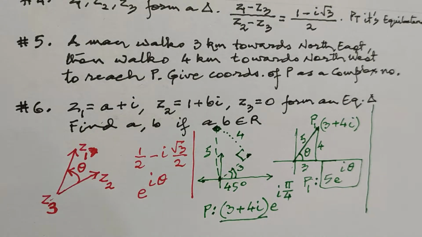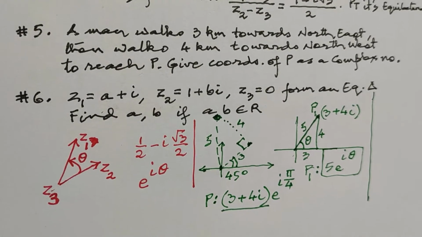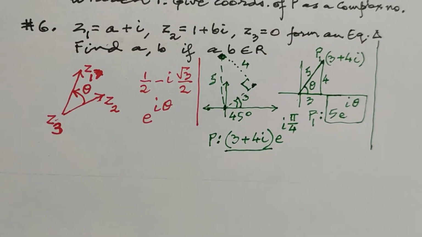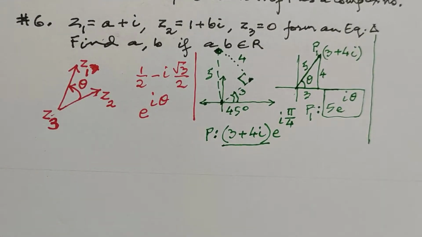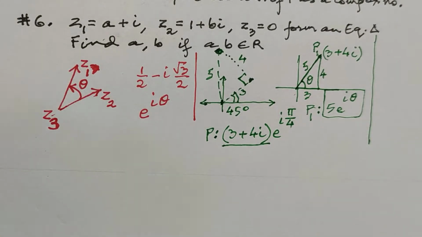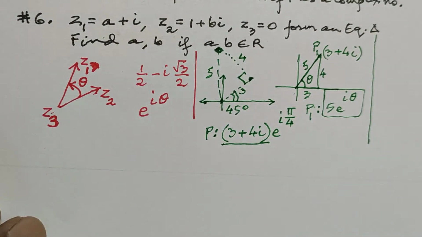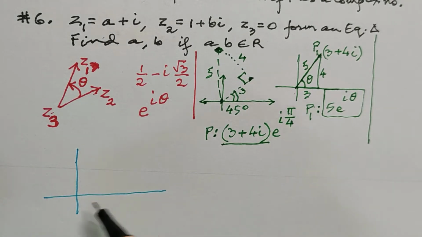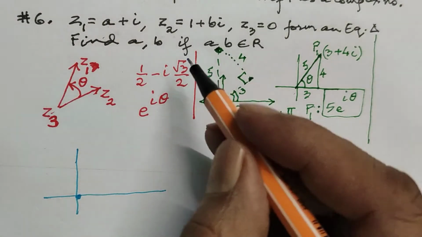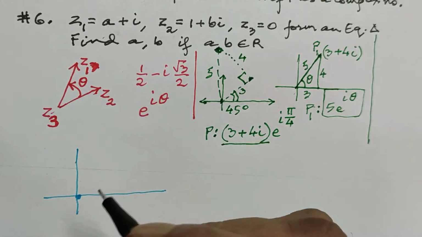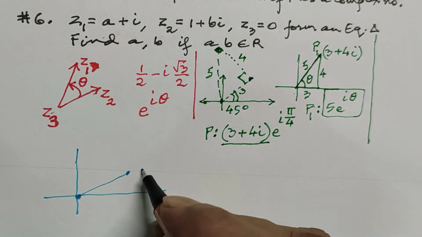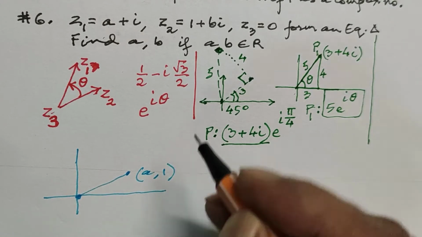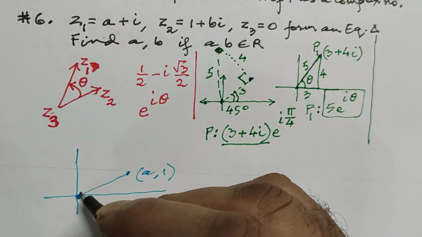Now let's see the third question. Z1 equal to a plus i, Z2 equal to 1 plus bi, Z3 equal to 0 form an equilateral triangle. Find a and b if a and b are real numbers. Okay, so it seems to be simple. So we have this coordinate, one of them is origin, one point is (a, 1) and the other point is (1, b).